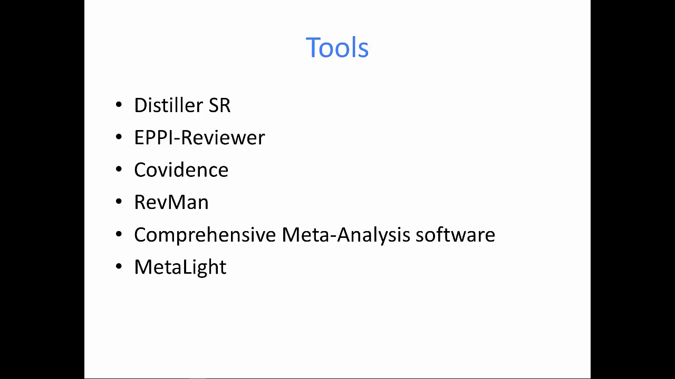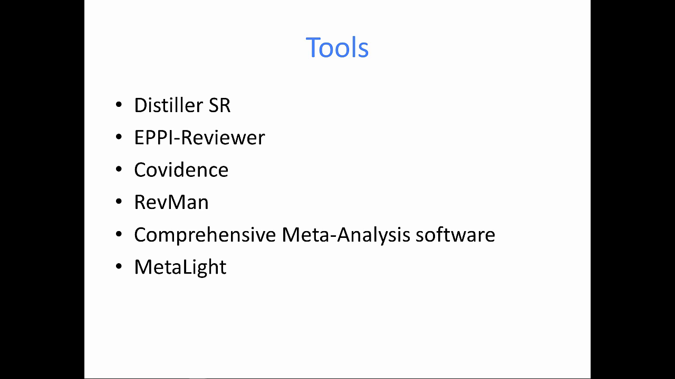Many tools have been developed to assist systematic reviewers. Not all of these tools will be free. Distiller SR is software designed for the screening and data extraction phases of a systematic review. EpiReviewer is a web application that allows for management of all stages of the review. Covidence is a tool for screening and data extraction. It's used in partnership with the Cochrane Collaboration to support Cochrane reviews.